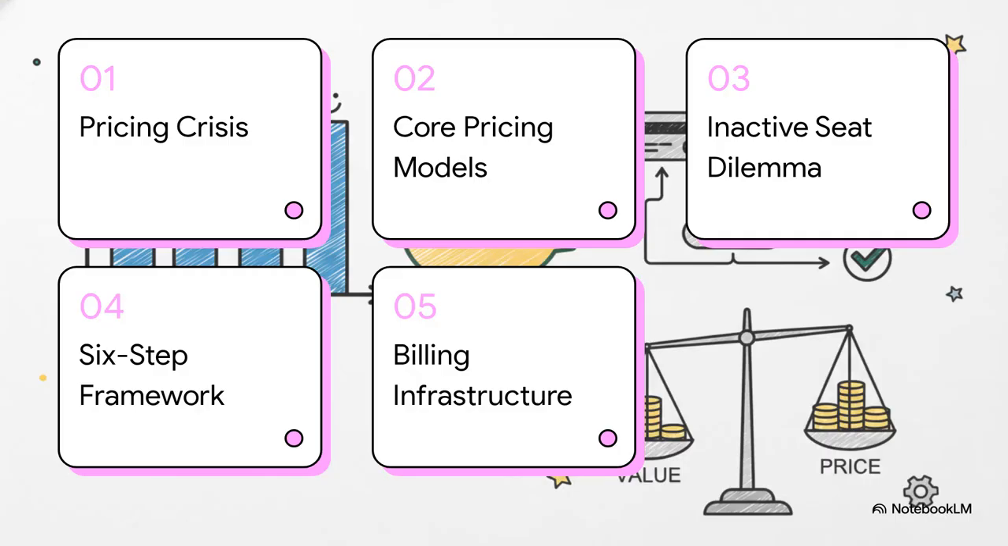So, here's our roadmap for the day. It's an incredibly structured toolkit to help you navigate today's complex landscape. We'll diagnose the 2026 pricing crisis, look at the 5 core models, tackle the inactive seat problem, walk through a 6-step framework, and finally, look at future-proofing your tech stack. Let's get right into it.